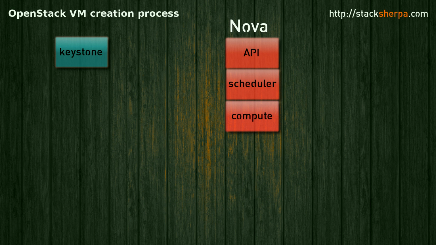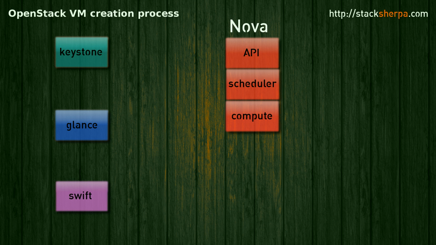Nova Compute, via the hypervisor, will talk with Glance, that is the image service, which will provide the location of the image. Once the location is given to Nova, actually Nova Compute, it will talk to the Swift component in order to download the image. Once the image is downloaded, the network component will give all the network parameters needed for the instance to work.